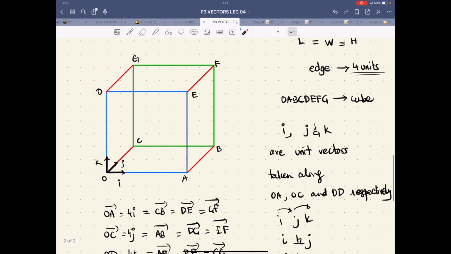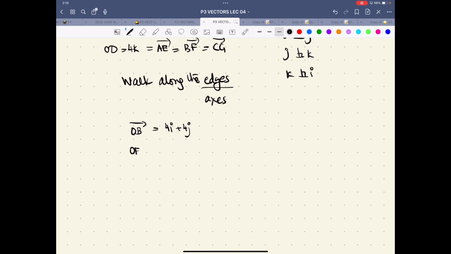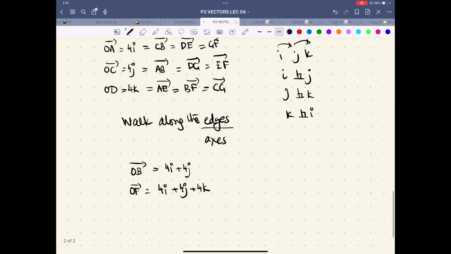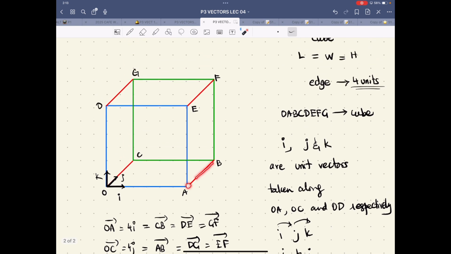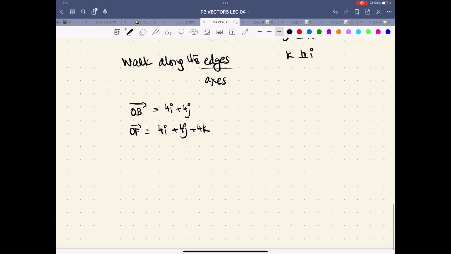Now let's say I want to go till F from O. So that is 4i, 4j and 4k. So OF, that is 4i plus 4j plus 4k. Now it's not necessary that you always start with the O. You can start from someplace else. For example, if I start from A and I want to go till F, so there is no I movement, there is only 4j and then there is only 4k. So AF, that is 4j plus 4k.